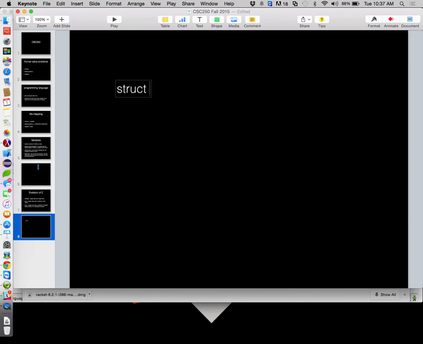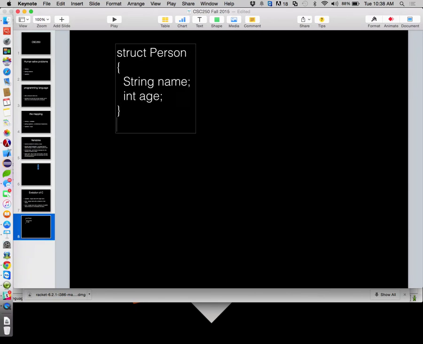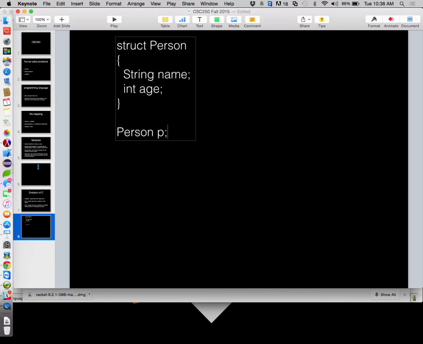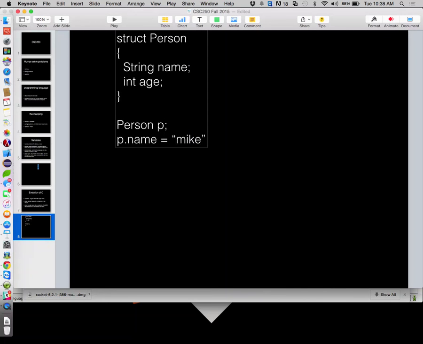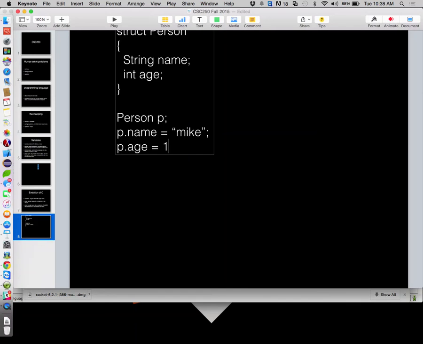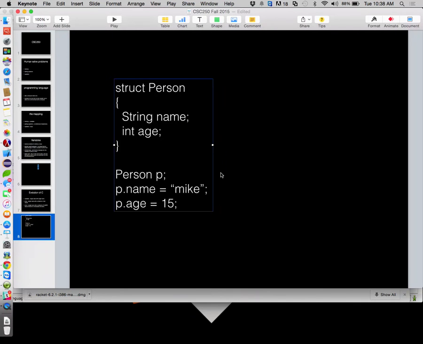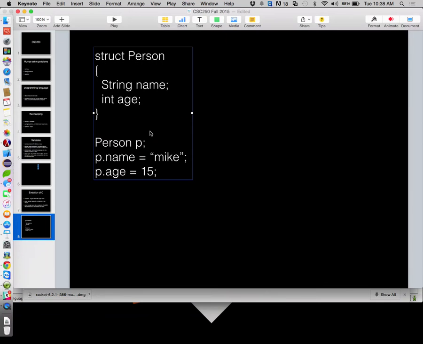I might have a struct person, and person might have a string name and an int age. So again, we have a single variable name with a collection of named variables, here's name, here's age, that are not necessarily of the same type. Now I can create a variable of type person. Person p.name is equal to Mike, p.age is equal to 15, something like that. That's what structs let us do.